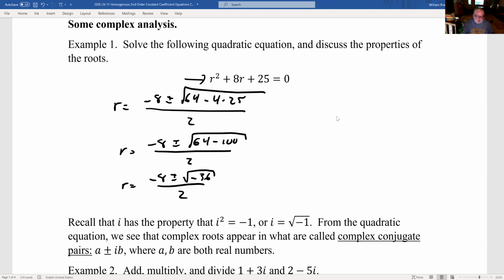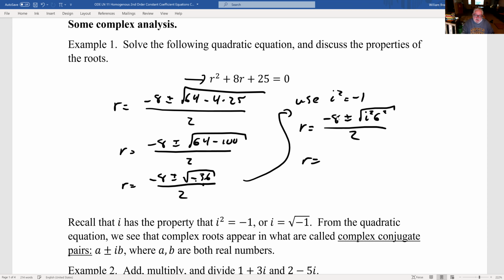And we have a way to handle these sorts of things. A minus sign inside the square root is i squared. We use the letter i for i squared equals minus 1. So r then is minus 8 plus or minus i squared times 6 squared inside our square root, all over 2. And so if we take our square roots, what have we got? Minus 8 plus or minus i times 6, all over 2. So r is minus 4 plus or minus 3i.